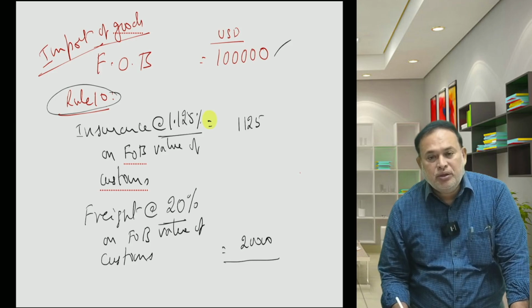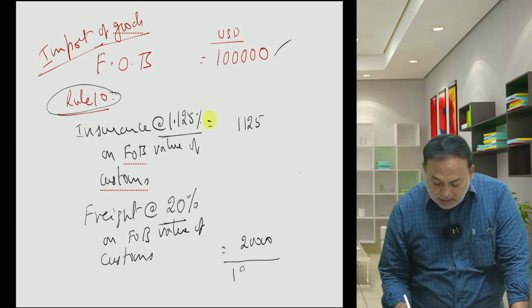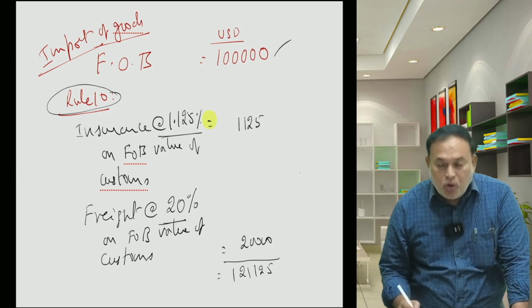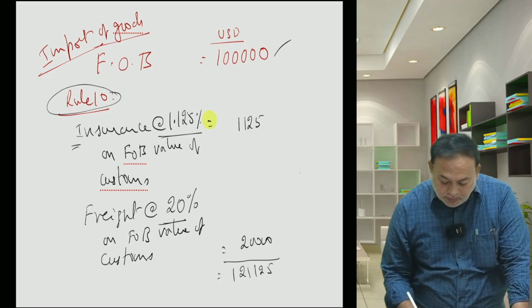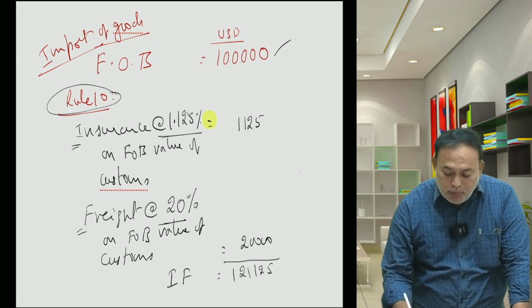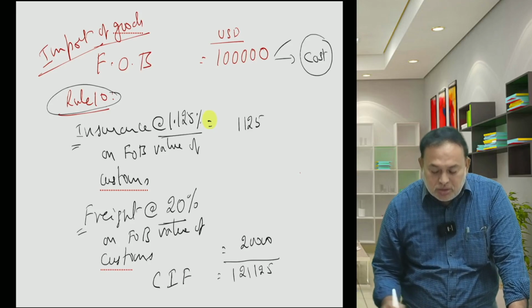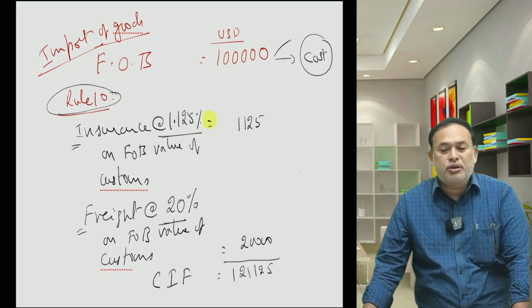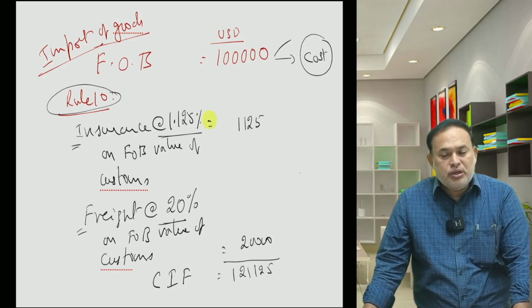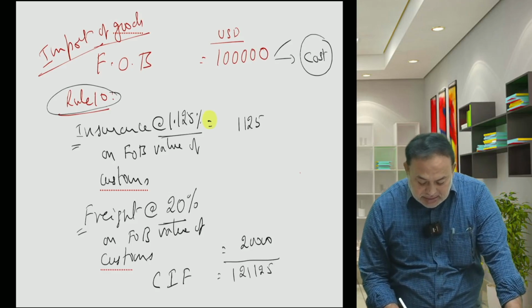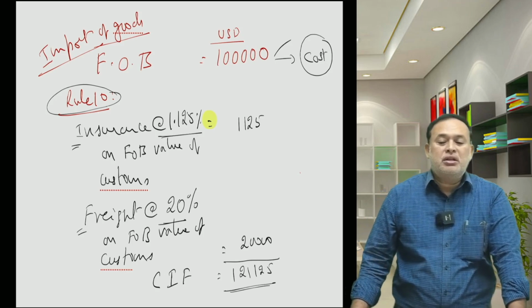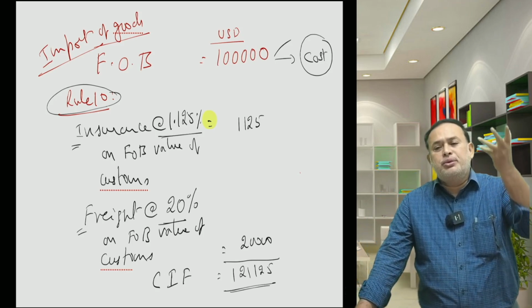Then we arrive at the value, which is 1 lakh 21,125, which is called what? Here I is there, I. Here F is there, F. Then FOB becomes cost to the importer when the import of goods takes place. Then C. Cost to the importer, insurance, freight. So we arrive at the CIF value 1,21,125. So far so good.